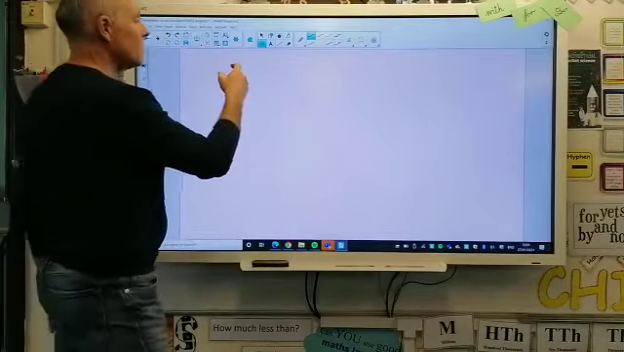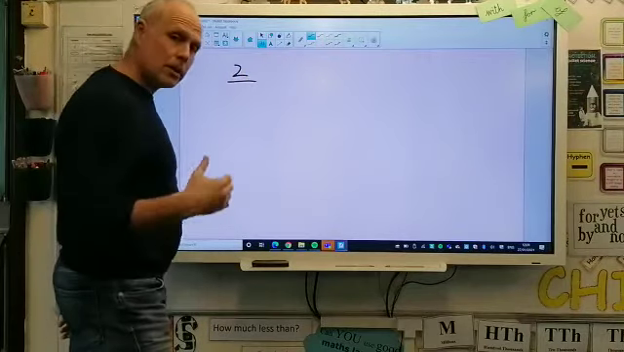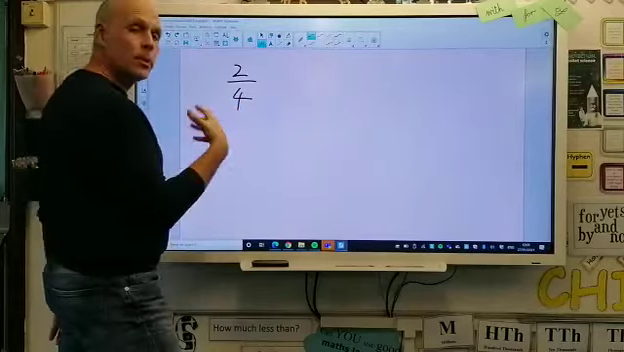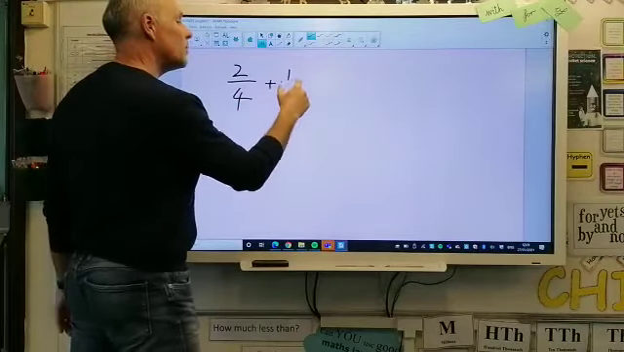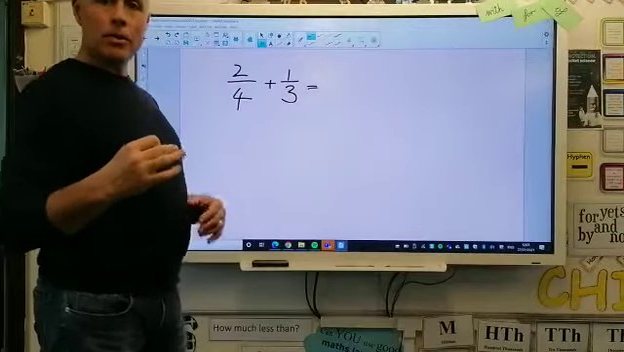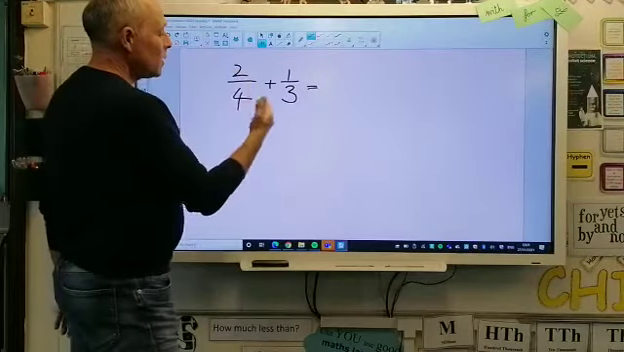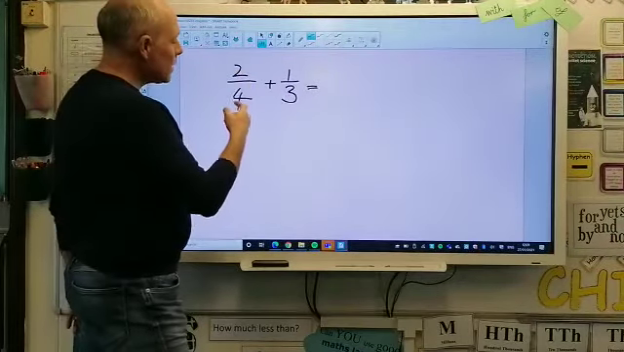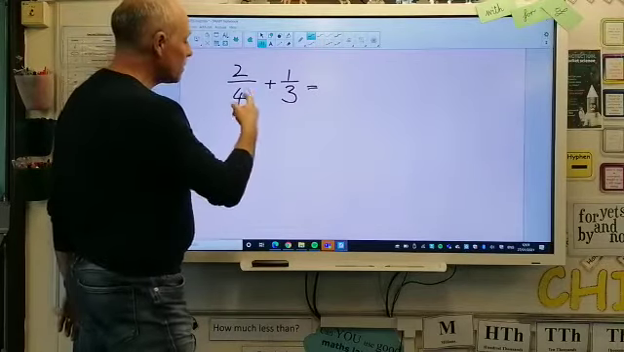So let's start off without mixed numbers, just our fractions. So say we've got 2/4 and we want to add 1/3. The first thing we need to do is find the lowest common denominator. 12 is a multiple of 4 and 3. 4 times 3 is 12.